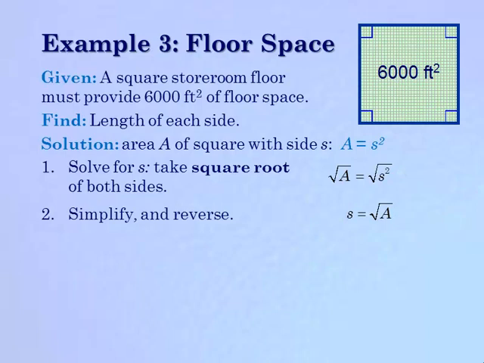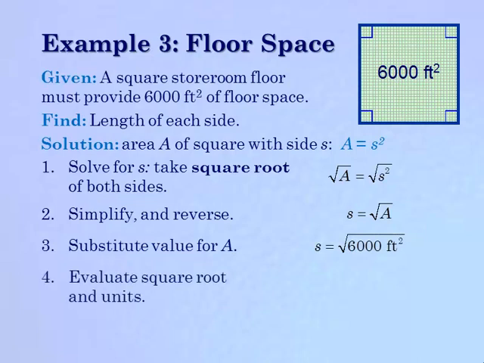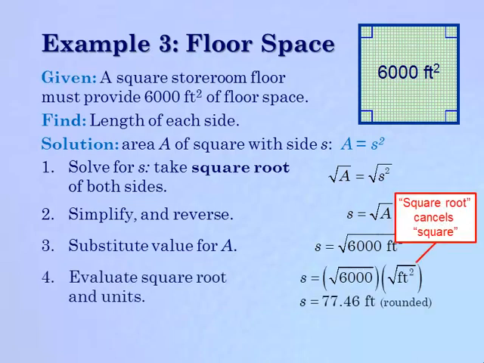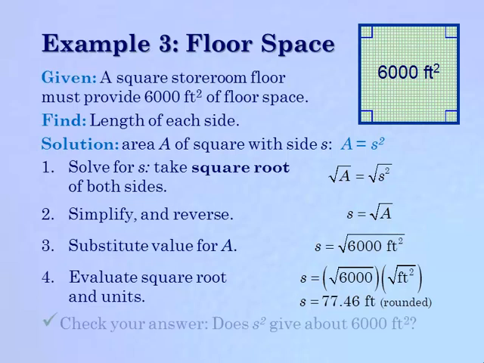Next, we substitute for A the value, which is 6,000. We put that into our calculator and evaluate that, and the square root of 6,000 feet squared we'll separate into the units and the value. The square root of 6,000 we can do with our calculator, and the square root of feet squared will be feet. So our answer is S is equal to 77.46 feet.